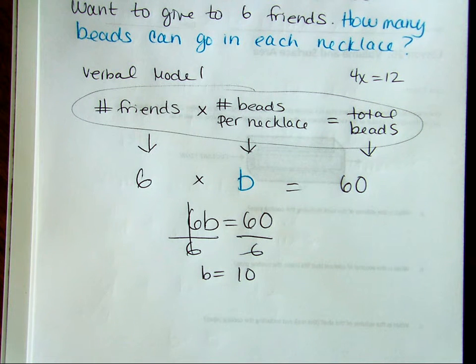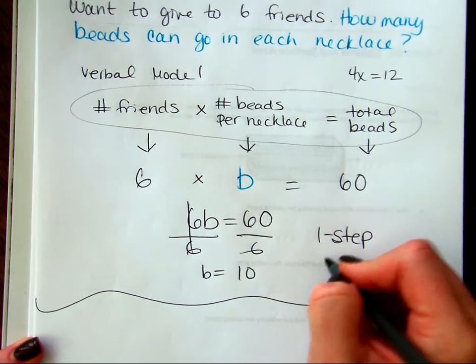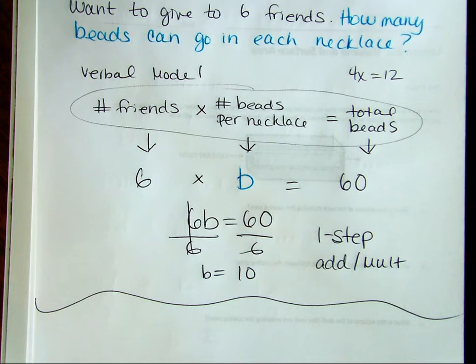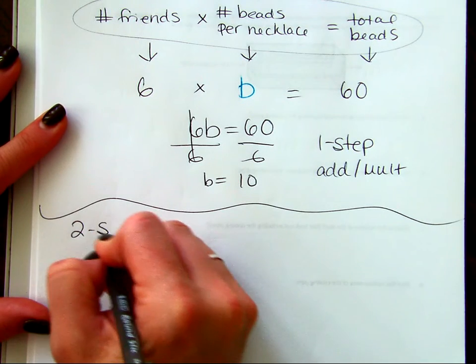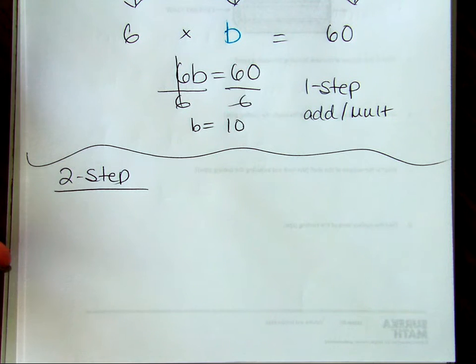Okay? So those are the kind of one-step word problems that you're going to have. I'm only giving you one step: addition and multiplication. Okay? For today. So now let's move on to see what our two-step word problems will look like. Because you know what a two-step equation looks like, right?